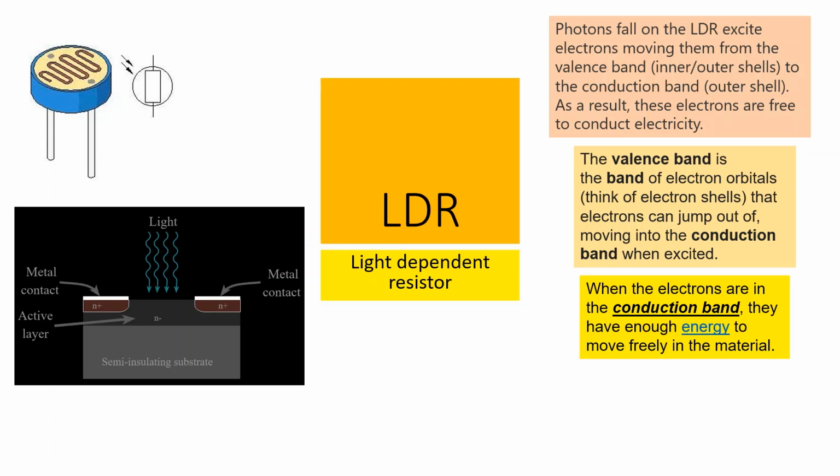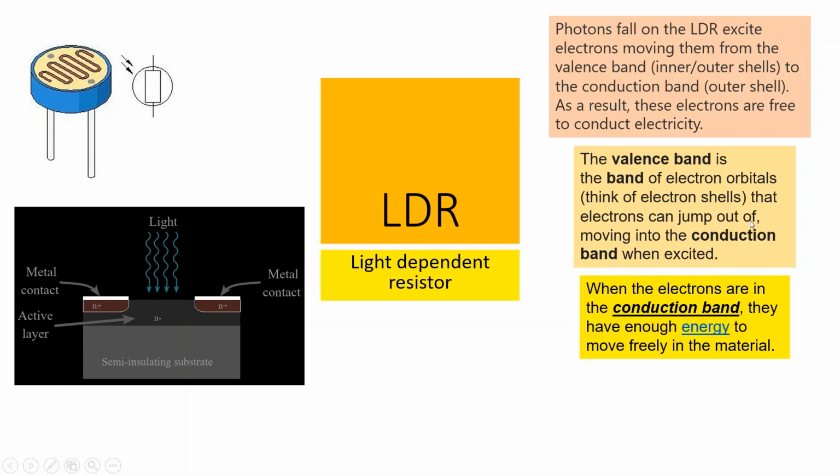Alright, so an LDR is a light-dependent resistor. A light-dependent resistor is an electrical component where, when light falls upon the material, the electrons are able to gain energy, and then those electrons are free to conduct electricity.